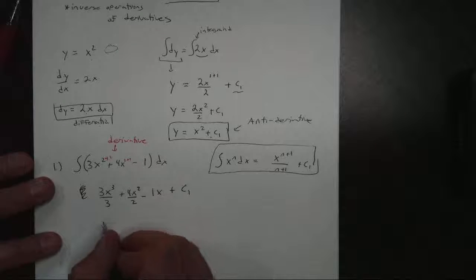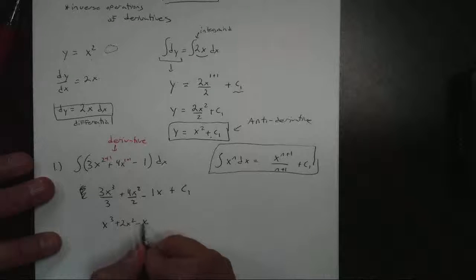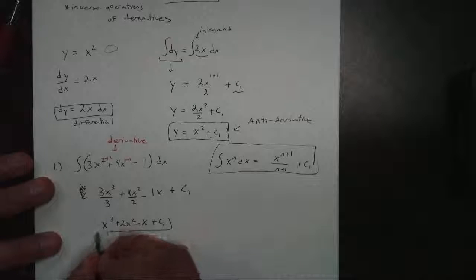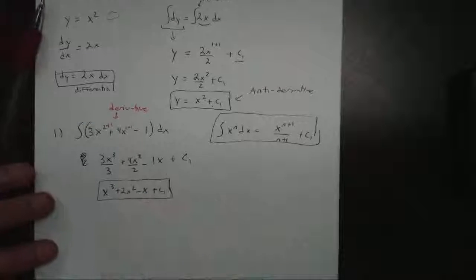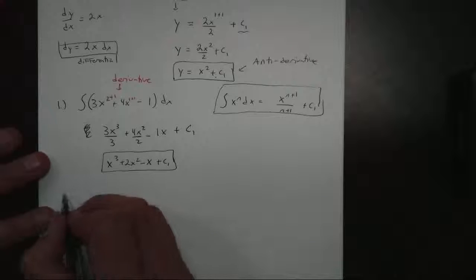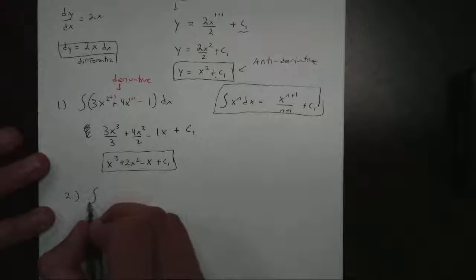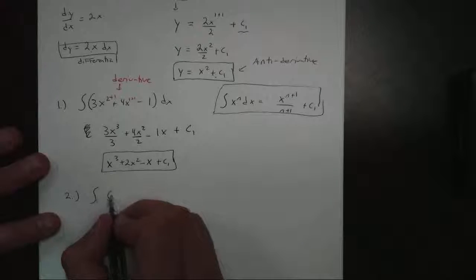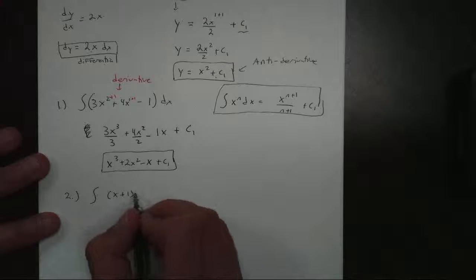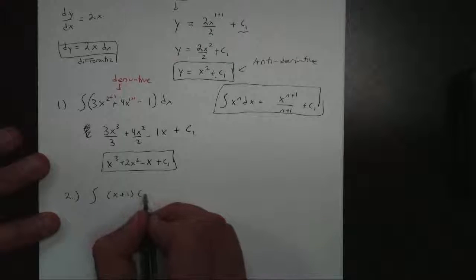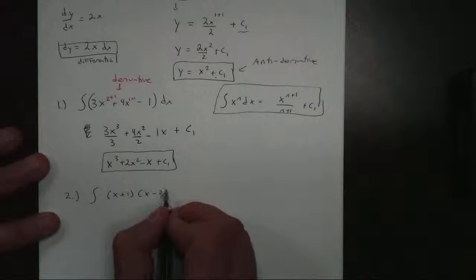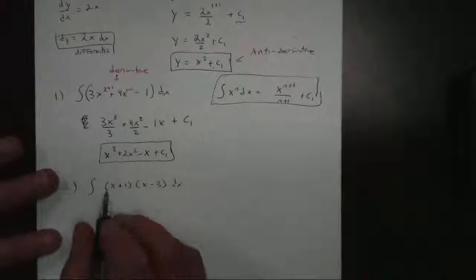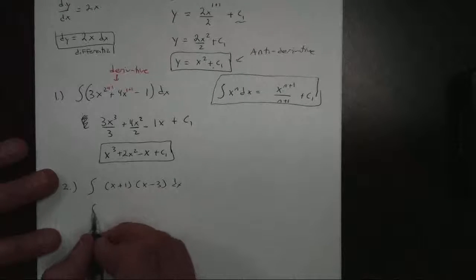So my function was originally x cubed plus 2x squared minus x plus c1. Very easy to do. Now, one of the sad things and happy things is there is no product rule and there is no quotient rule. So if I have something like the antiderivative of x plus 1 times x minus 3 dx, I'm going to have to expand this.